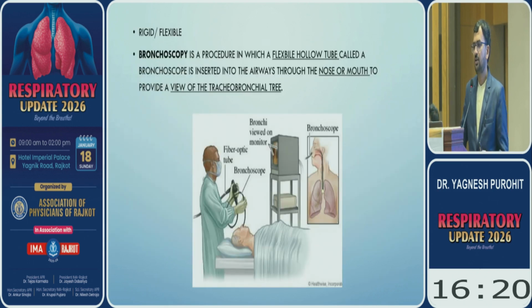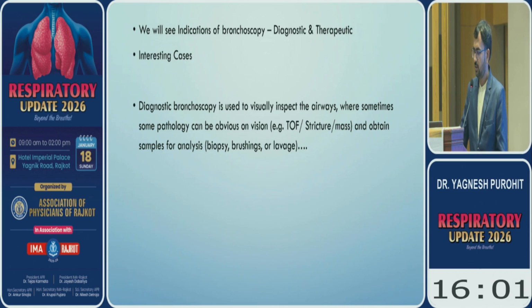So basically bronchoscopy can be done as a rigid bronchoscope and flexible. Rigid bronchoscopy is now limited to a very few subset of patients, so we'll restrict my talk towards the flexible one. Bronchoscopy is a procedure in which a hollow flexible tube is inserted into the airways to have a look of the whole airways. In my current lecture, we'll see the diagnostic and therapeutic indications of bronchoscopy, and then we'll have a few interesting cases.